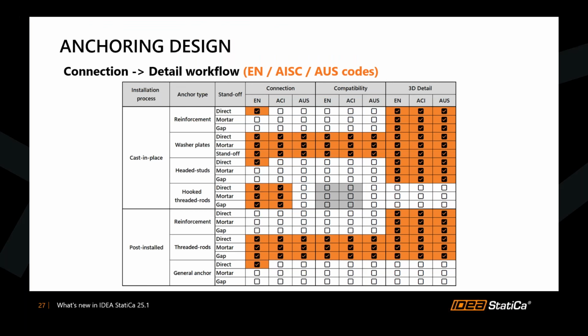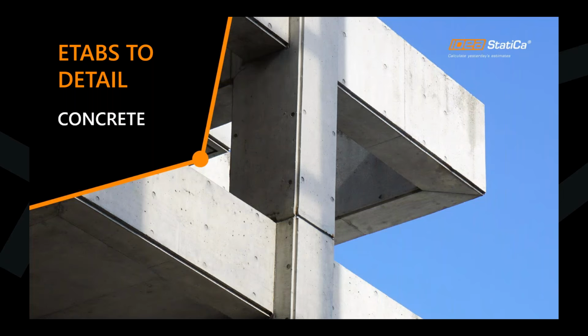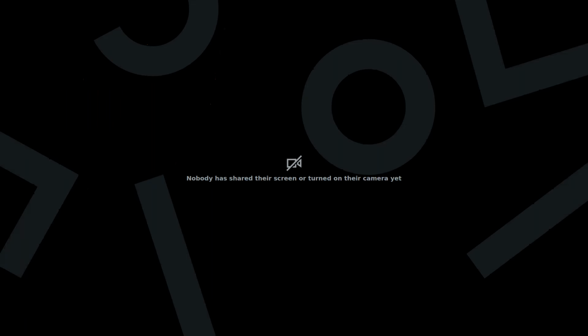So that was my summary about the anchoring, and I would like to ask Stefano again to show you another major improvement, which is the beam link from ETABS to detail, which is very useful if you are checking and designing the walls like shear walls, transfer walls, spandrels, all the 2D elements in ETABS. Steph will tell you more about that. Yep. Okay. Thanks, Jan. Let me show my screen again.